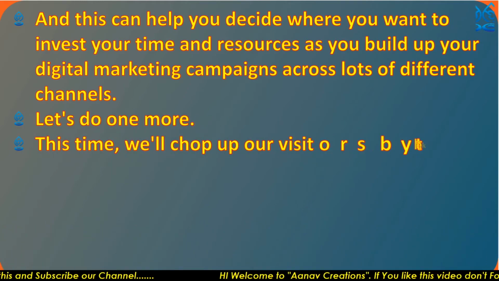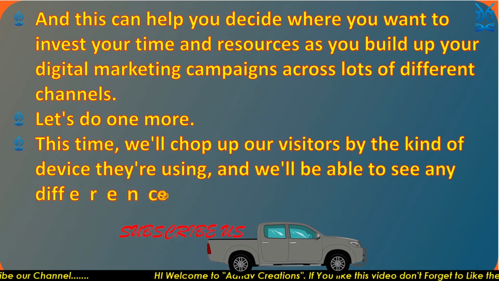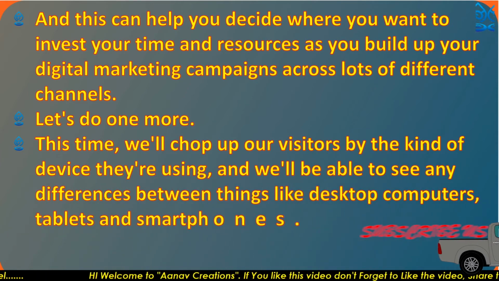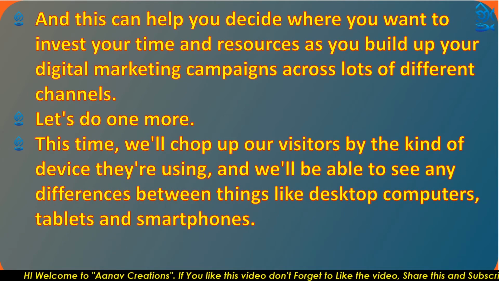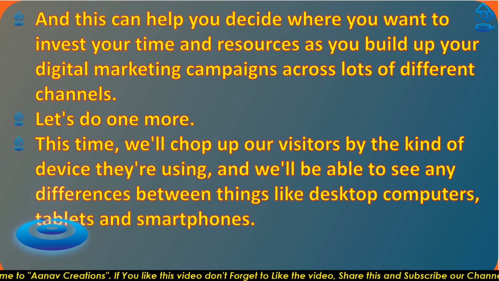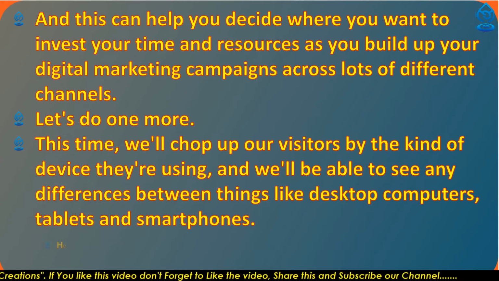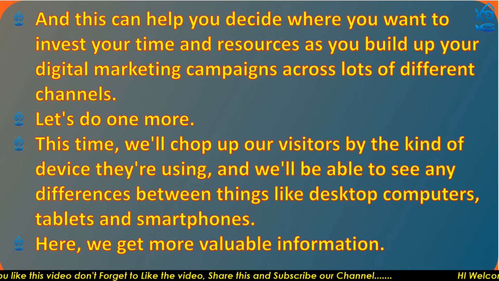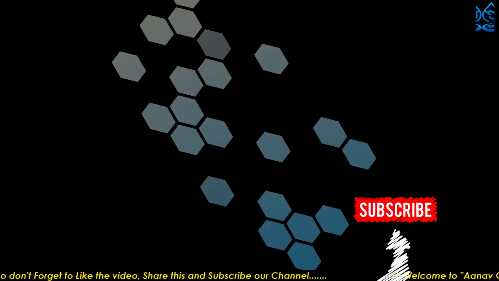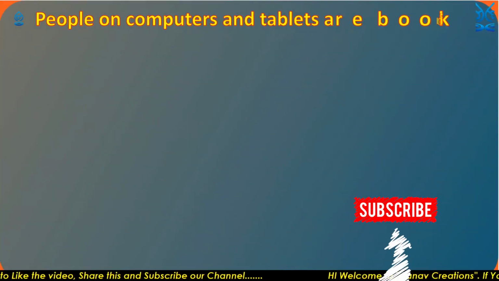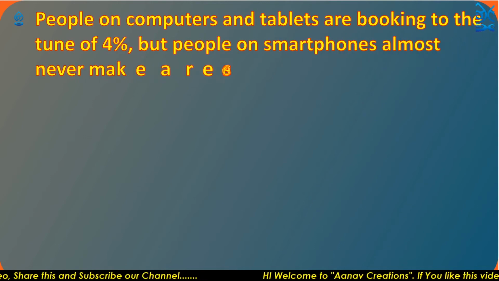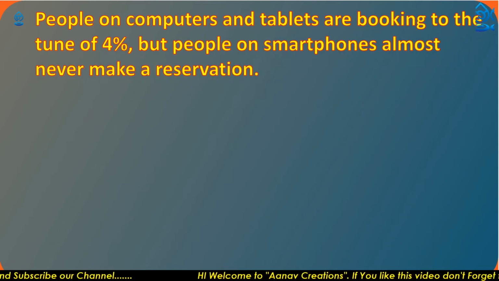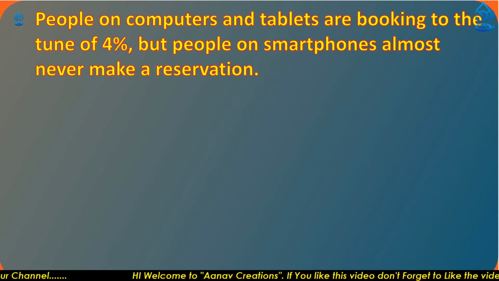Let's do one more. This time we will chop up our visitors by the kind of device they are using, and we will be able to see any differences between things like desktop computers, tablets, and smartphones. Here we get more valuable information as before. People on computers and tablets are booking to the tune of 4%, but people on smartphones almost never make a reservation.